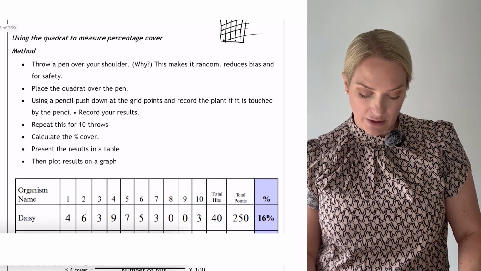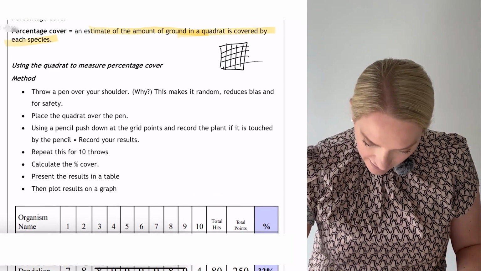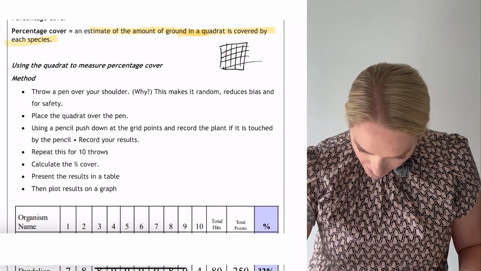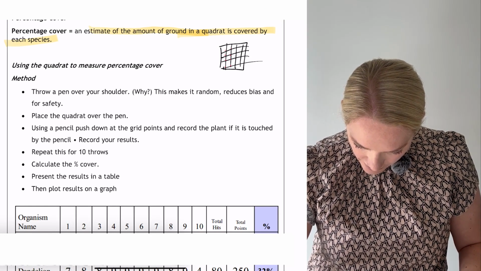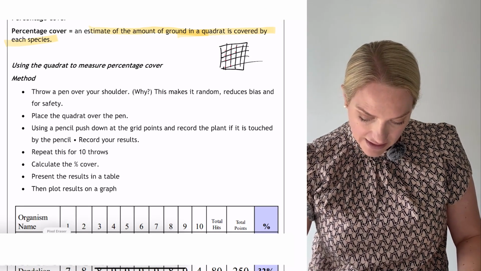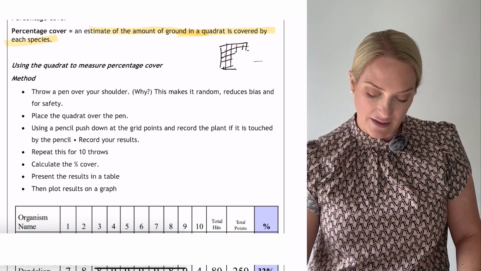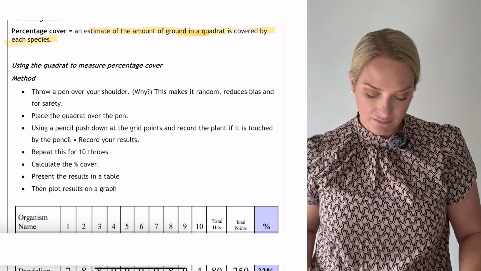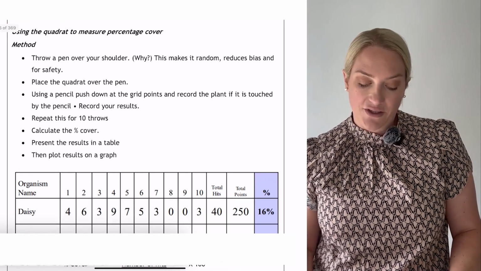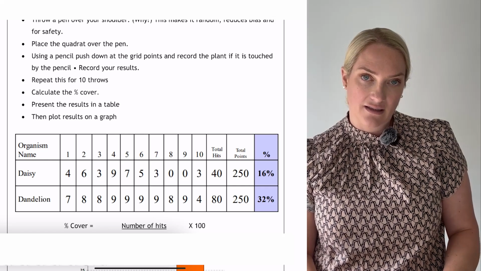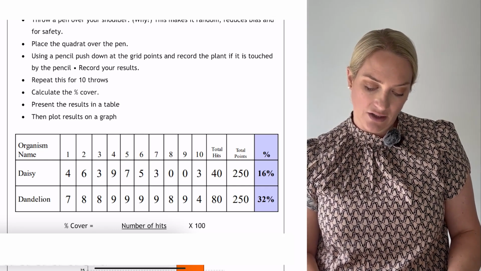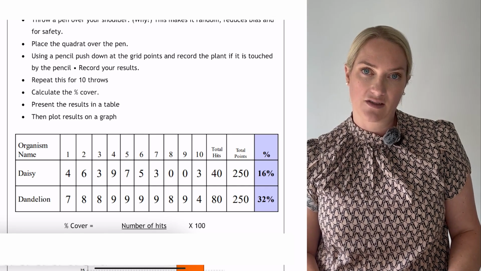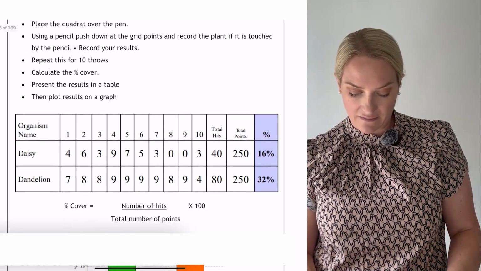So you're going to push the pencil down on the gridded points. It could be the points here on the right hand side that you're looking at. Is the daisy present? Yes or no? Okay, that's what you're looking for. So you're not looking to see if it's in the box area, you're looking to see if it's in a point. So you're going to record your results. Again, repeat this 10 more times. Then you're going to calculate out the percentage, put your results in a table, and graph your results.